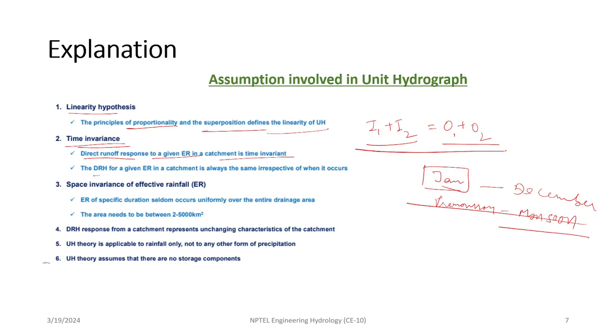Like in the next line it is mentioned that the DRH for a given ER, that is effective rainfall in the catchment, will always remain the same irrespective of when it occurs. That is, it is just mentioning the time. Then there are some more assumptions related to space invariance of effective rainfall.